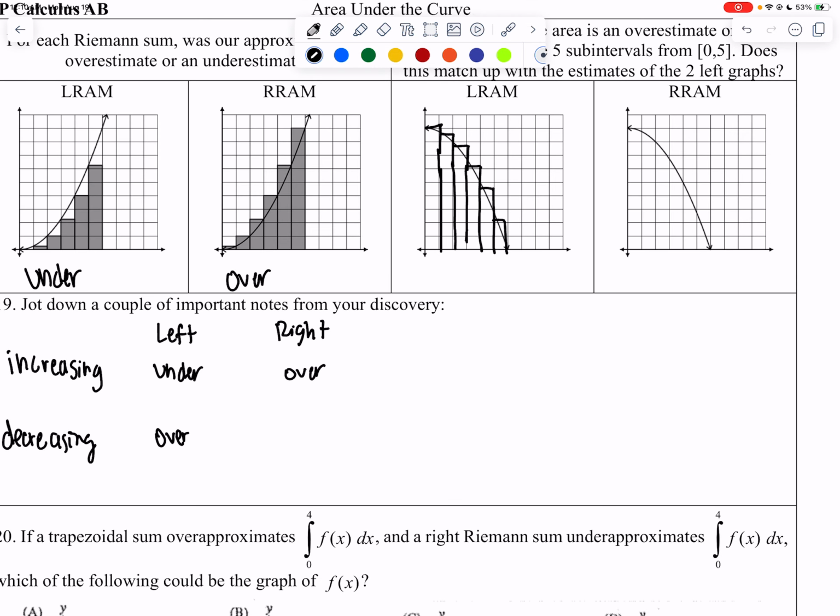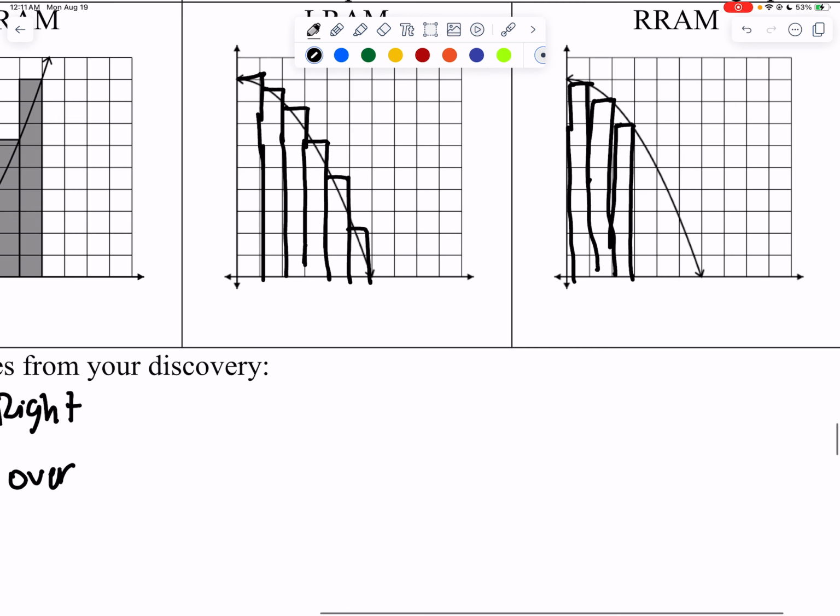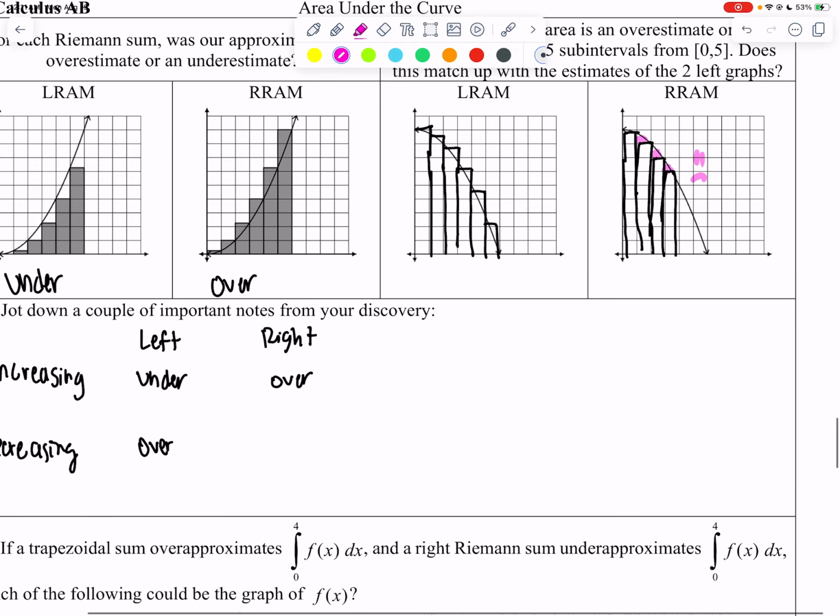Well, for right Riemann sum, I'm going to have an underestimate right here. So I'm not filling out the small parts right here. This is going to be an underestimate.